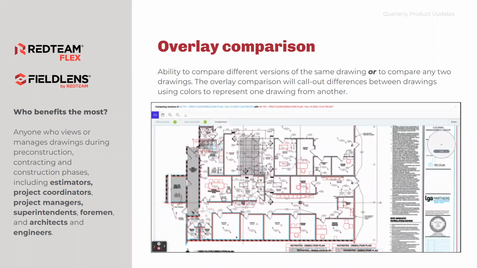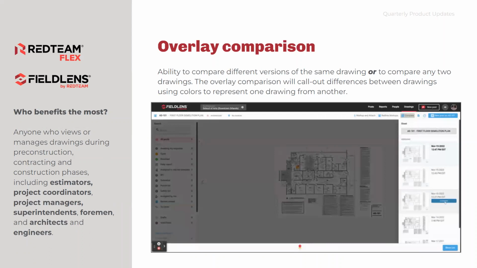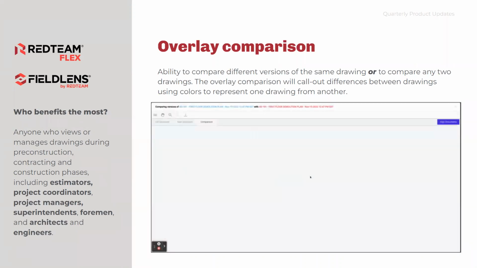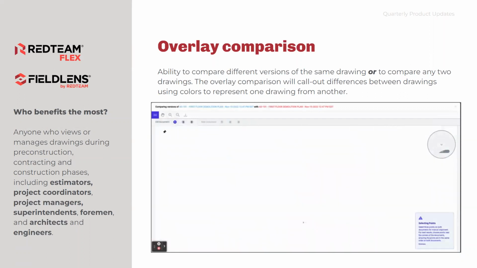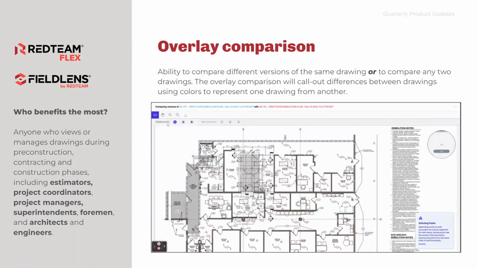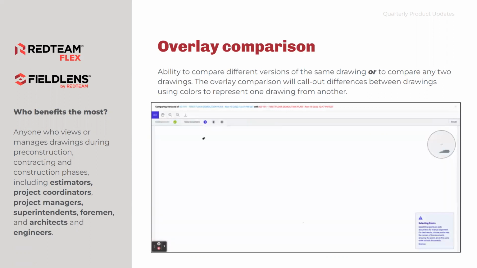You can see, on the screen here, an example of that. This is coming from Fieldlens, where you can see here selecting the two versions you want to compare. It'll show the old document, the new document, and the comparison, which actually calls out the differences in colors. You can see right there, it's telling you at the top which version you're looking at, which is great. And obviously these are huge when we have changes and we want to know what's different about these new versions or between any two drawings.